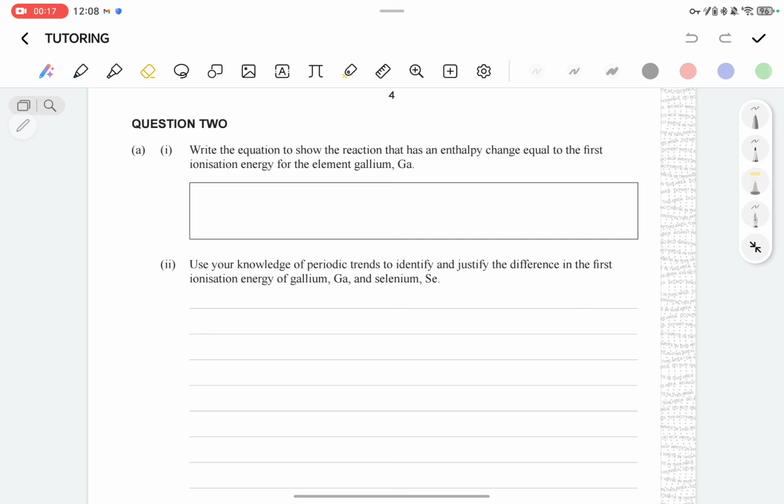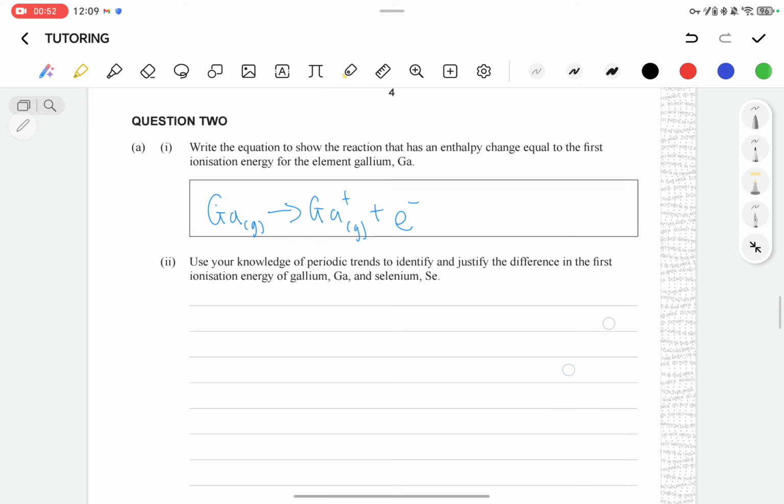Here we're asked to write the equation that has an enthalpy change equal to the first ionization energy for the element gallium, Ga. The first ionization energy is when a gaseous atom loses one electron to become an ion. That's right, Leo. So we have gallium as a gas goes to Ga plus and an electron. That's outstanding work.